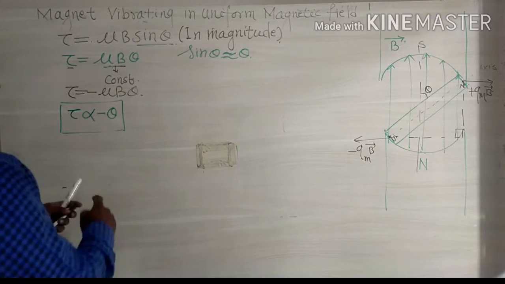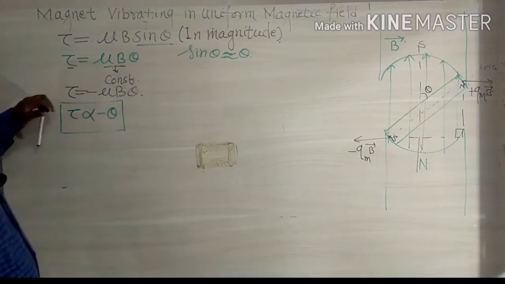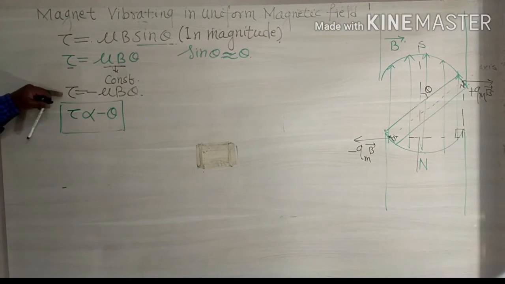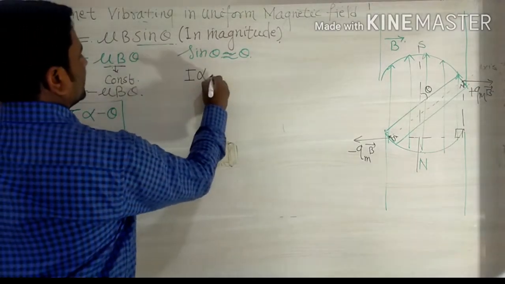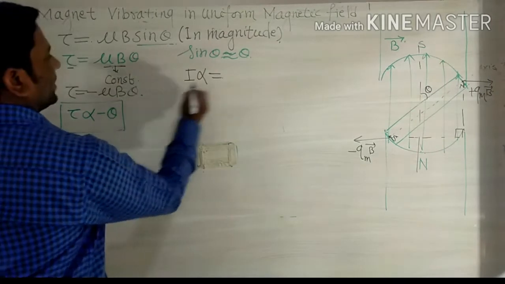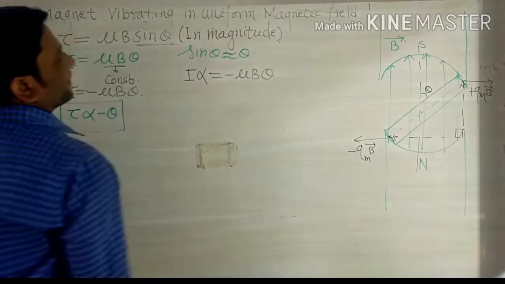So now, by this equation, by putting the values of torque, we know that in rotational dynamics torque is equal to I alpha. Torque is equal to I alpha, is equal to minus mu B theta.